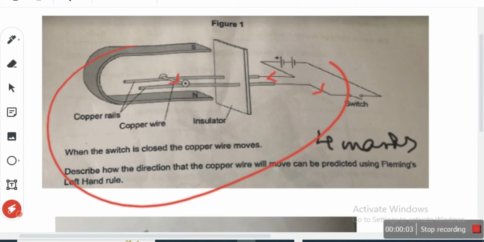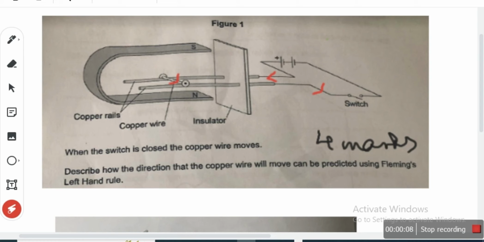Alright, these are applications of force on a current carrying conductor inside a magnetic field, or what we call generally the motor effect.